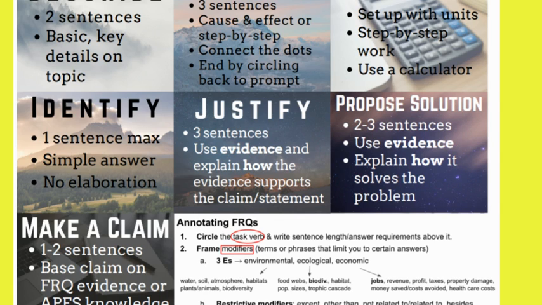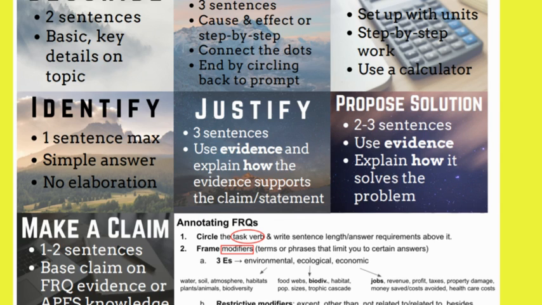Versus identify, which is simply just one sentence max, should be a very simple answer, and does not require any elaboration. Because remember, you are going to be timed. You only have 70 minutes to complete 3 FRQ questions. So you really want to make sure that you're not wasting your time.